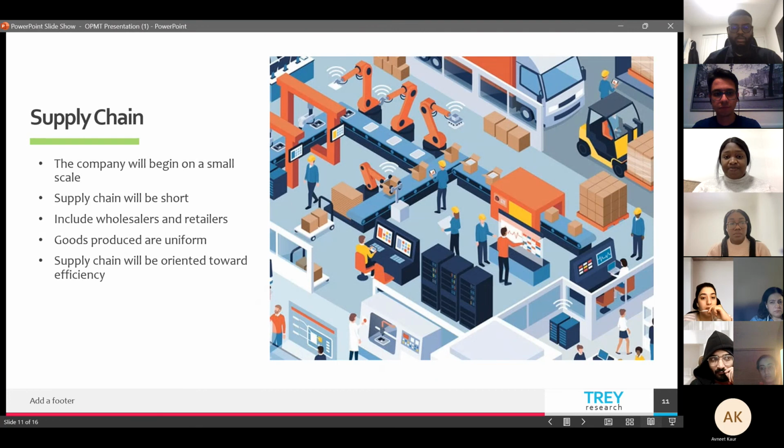I'm going to talk about supply chain here. Palm company will begin on a small scale, so its supply chain will be short and only include wholesalers and retailers. As a result, the supply chain will be oriented toward efficiency, since the goods produced are uniform and not tailored to each consumer's preferences.